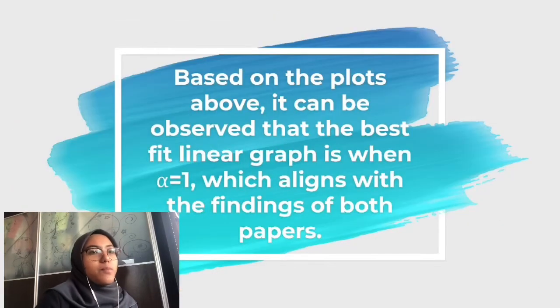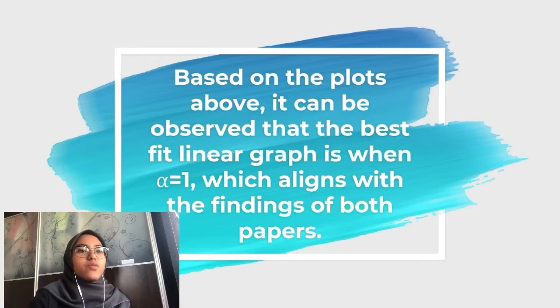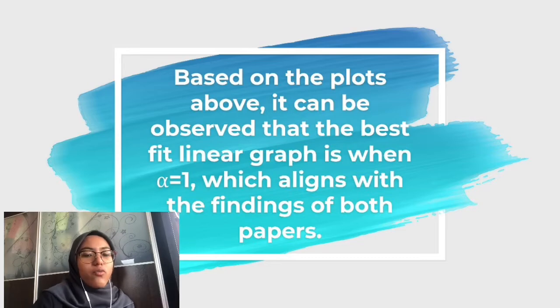Based on the plots above, it can be observed that the best-fit linear graph is when alpha equals 1. So by using the integral method, we prove that the rate order is equal to 1, based on both articles that we found.